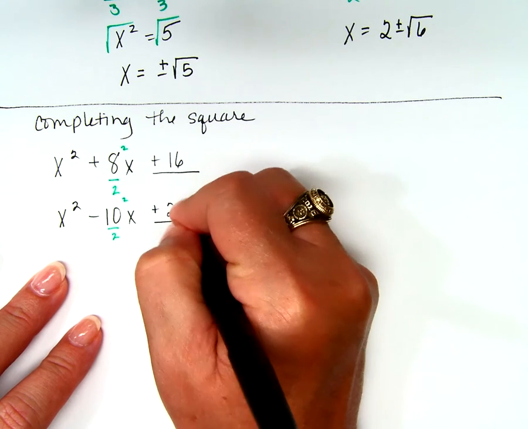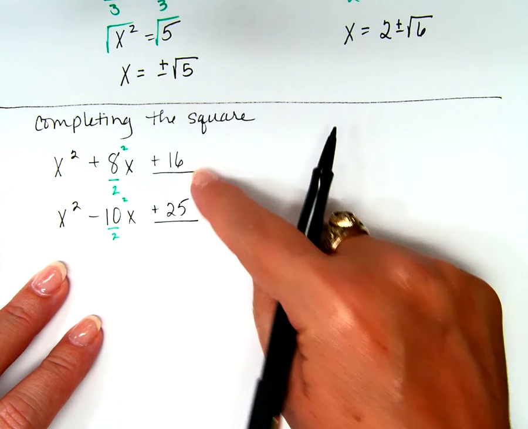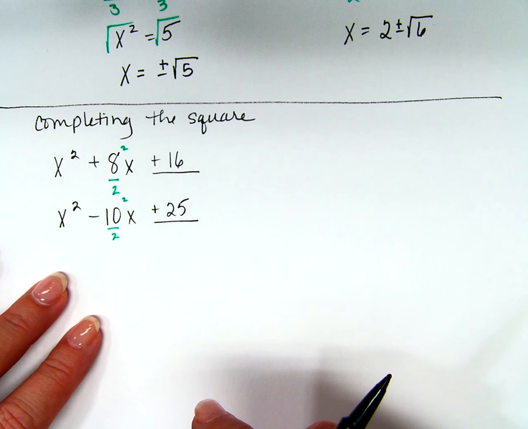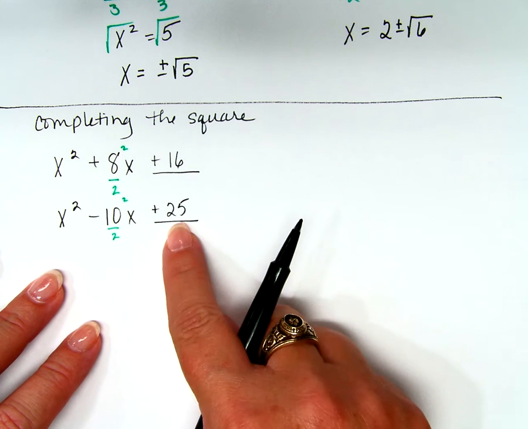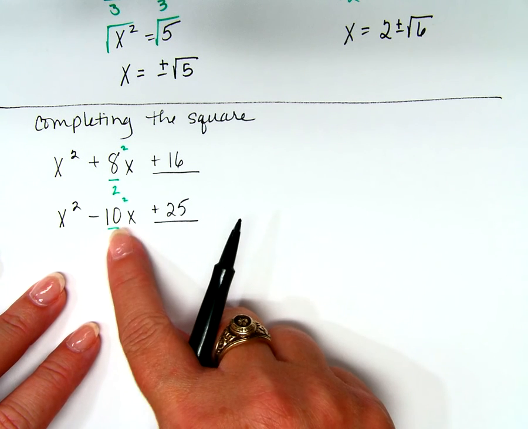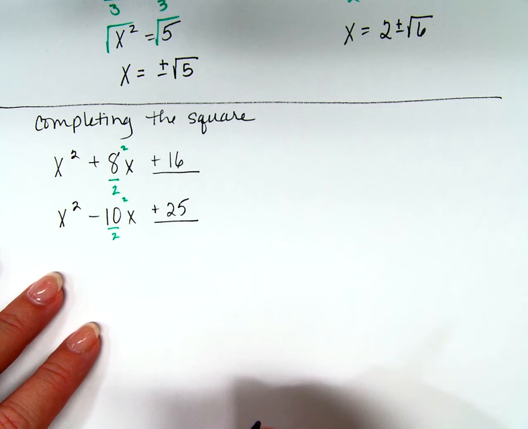plus 25, right? When I'm completing the square, am I ever going to subtract anything to complete the square? No. Square is always going to be positive because no matter if this is positive or negative, once I square it, I get a positive, right? Okay?